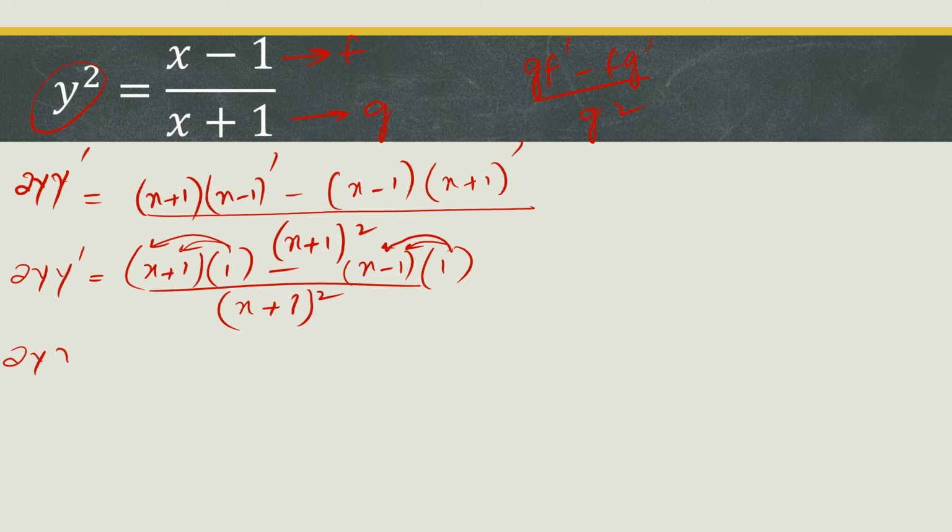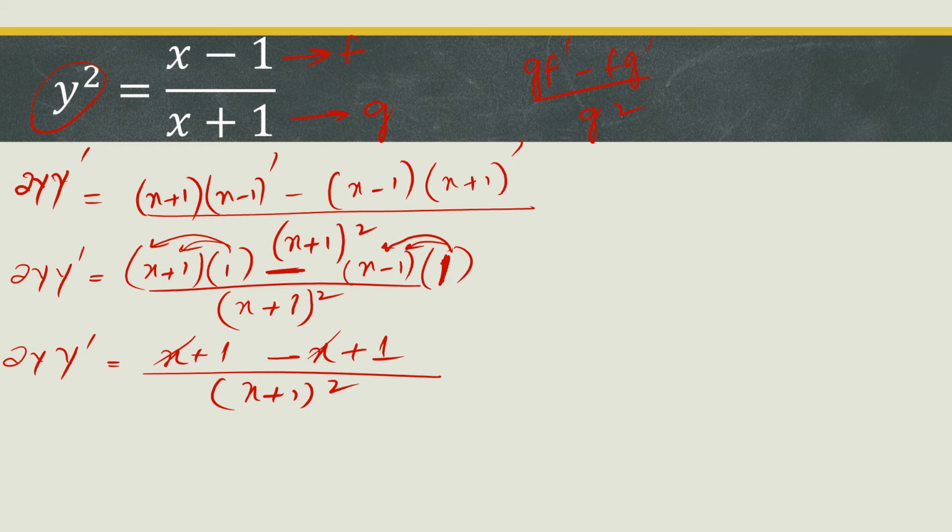So keep the 2y prime as it is. Now it will give you x, 1 times 1 gives you 1. Now understand that you have to multiply the minus 1 with the bracket. So minus 1 times x will be minus x. Minus 1 times minus 1 will give you plus 1. Now x and negative x cancel out, and here you have x plus 1 whole square.